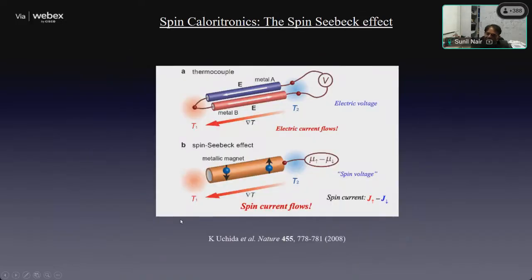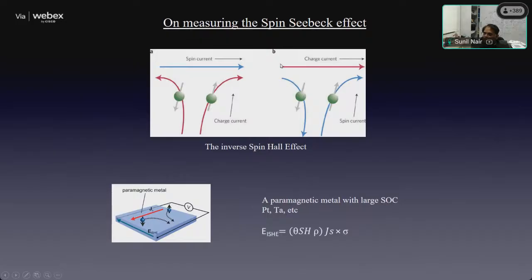I use the inverse of that. When I have a charge current in the presence of large spin-orbit coupling, it gives me an effective spin current. This is the spin Hall effect. The converse also exists, which means that I have a spin current and I pass it through a system which has large spin-orbit coupling. It now gives me a charge current. So this is known as the inverse spin Hall effect.